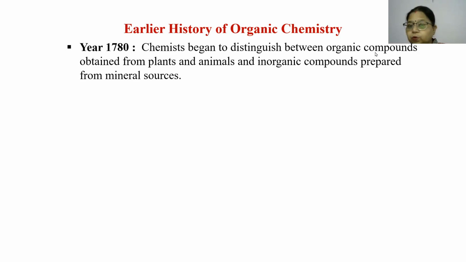So on the basis of sources, they said there are certain things which we get from soil, right? We get milk from animals, we get vegetables from plants, and we get minerals like copper, silver, gold from soil. So on the basis of the source, they decided to segregate the compounds. They said that whatever is obtained from plant or animal source will be called organic, and whatever is obtained from soil will be called inorganic or the mineral compounds.